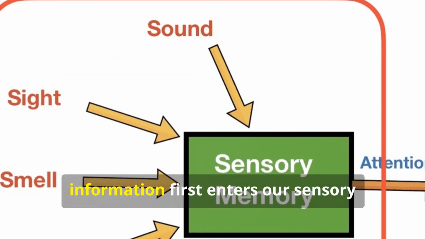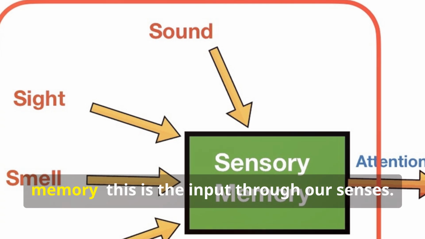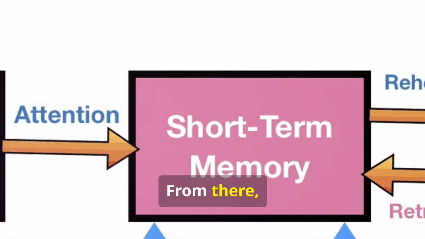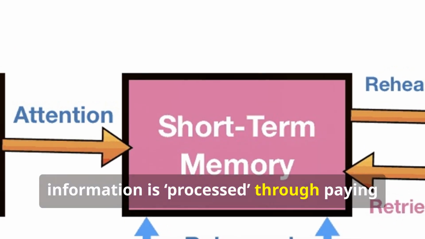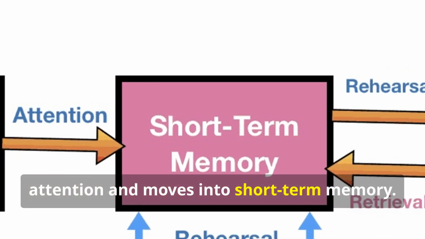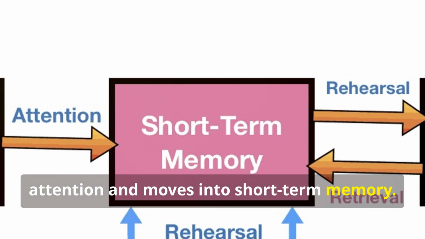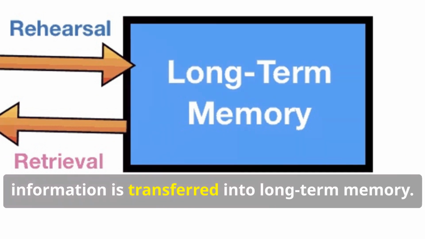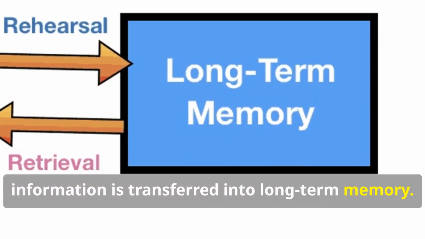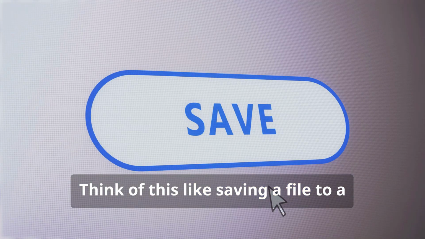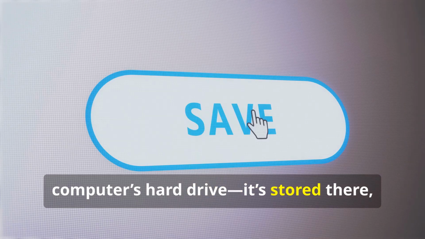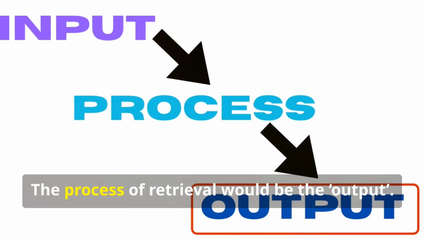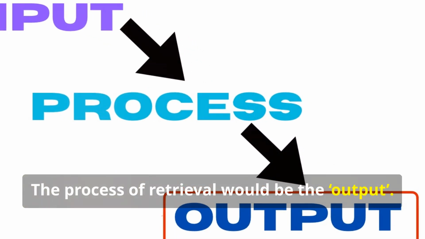In this model, information first enters our sensory memory. This is the input through our senses. From there, information is processed through paying attention and moves into short-term memory. Finally, with enough rehearsal or practice, information is transferred into long-term memory. Think of this like saving a file to a computer's hard drive. It's stored there, and you can retrieve it later when you need it. The process of retrieval would be the output.